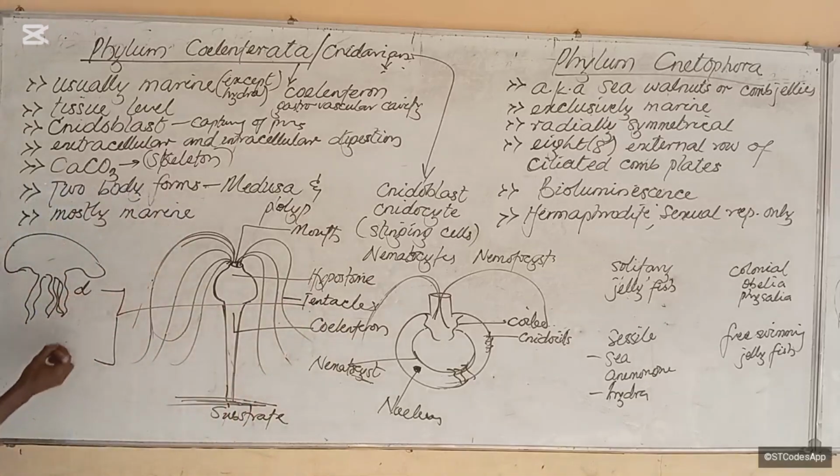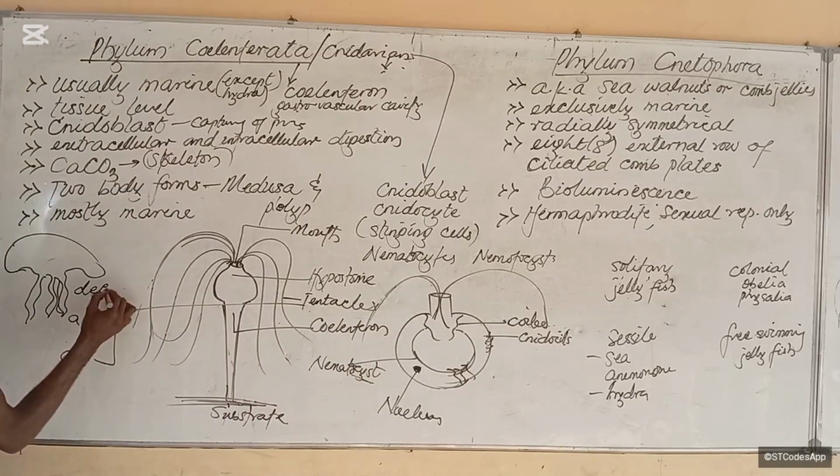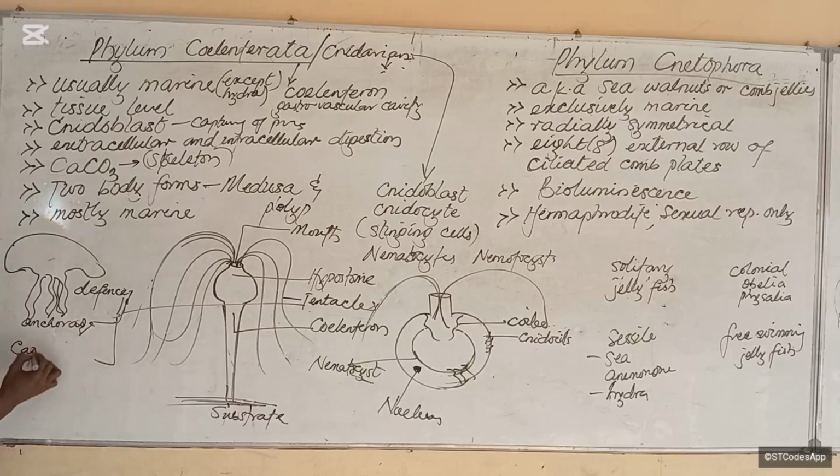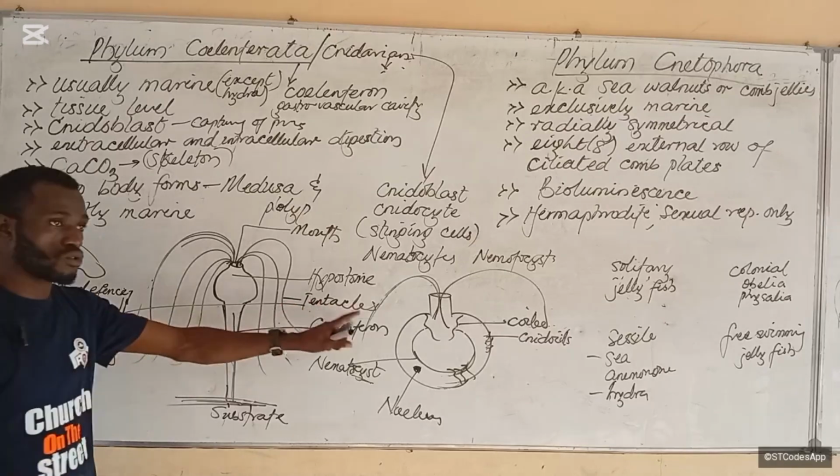Number one is defense. So you use DAC to remember: defense, anchorage, and capturing of prey. Capture of prey. So these are the three things that the tentacles are used for.